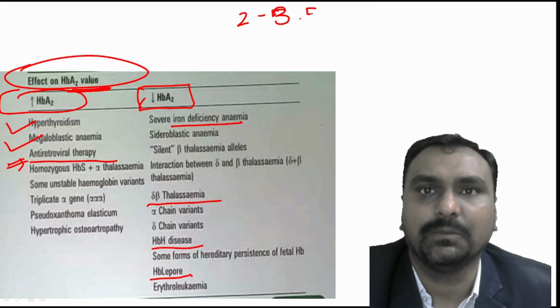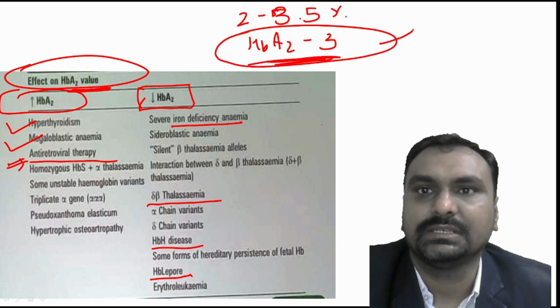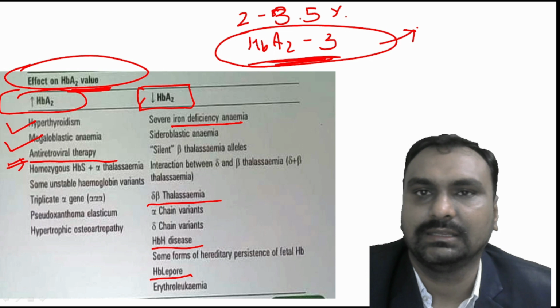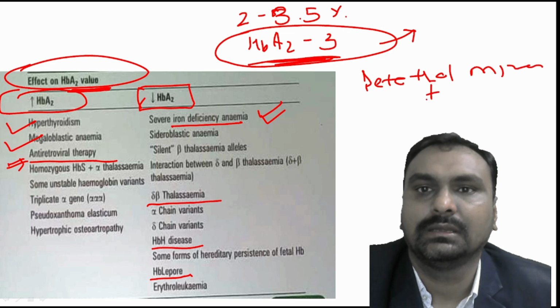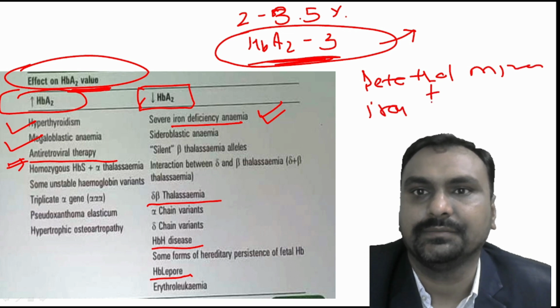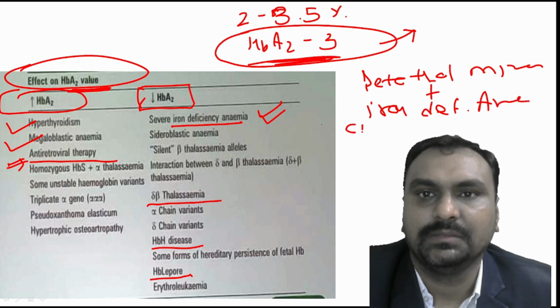The normal level is 2 to 3.5% and the patient's HbA2 level is 3. Okay, so that does not rule out beta thalassemia minor, it does not mean the patient is normal, because there can be beta thal minor with concomitant iron deficiency. Okay, so you have to look at the CBC reports.